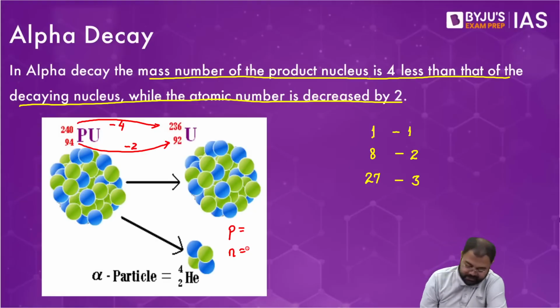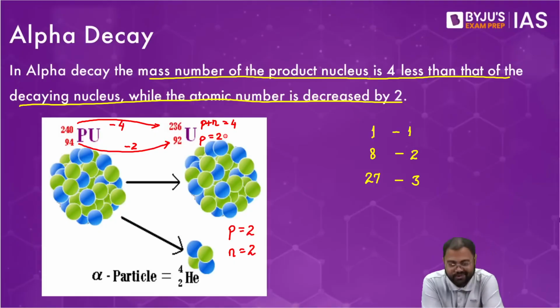2 and 2. Yes, 2 and 2. 2 protons and 2 neutrons. That is why this is decreasing by 4, because this is P plus N, and this is only P. So P plus N is 4 and P is equal to 2. So that's why N is equal to 2 also. A CSAT question basically for you.